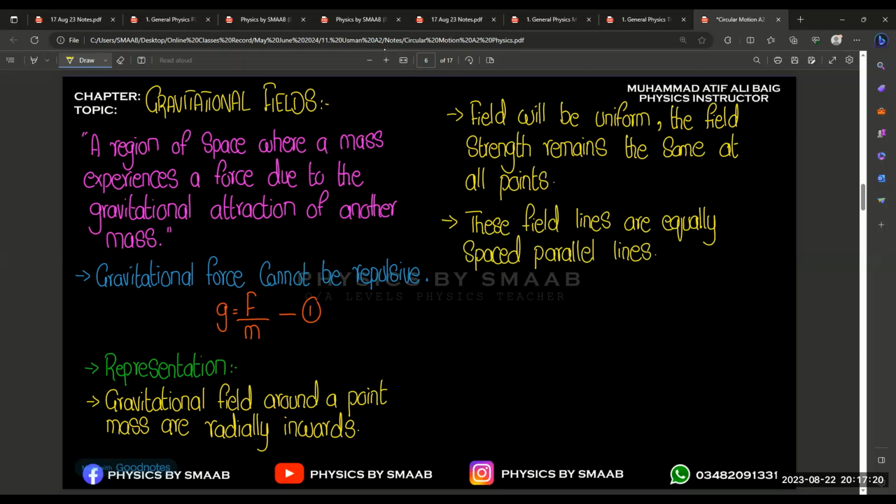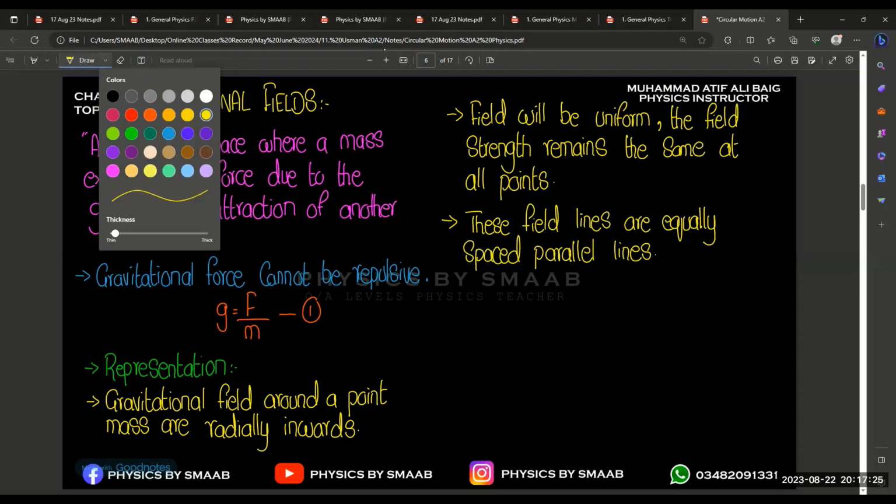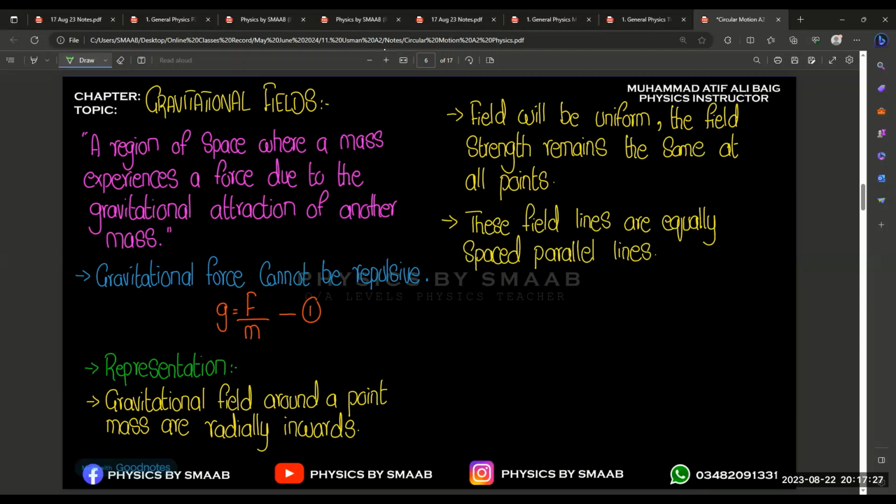So if we talk about the example of the point mass, that is the first point that we write over here. According to the first point, if we consider a point mass, for that we draw lines like this, and we can simply draw all the lines.